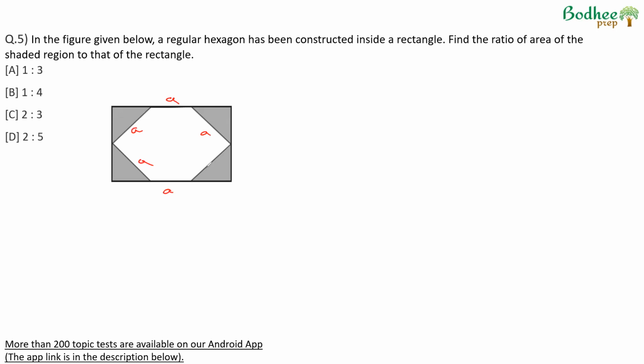The interior angle of a hexagon is 120 degrees, 180 minus 360 by 6. So this angle is 120, which means this angle will be 60. This is 90 degrees, so this will be 30. Now in a triangle which has angles 30, 60, 90, the ratio of sides is x, root 3x and 2x. Here the hypotenuse is a.